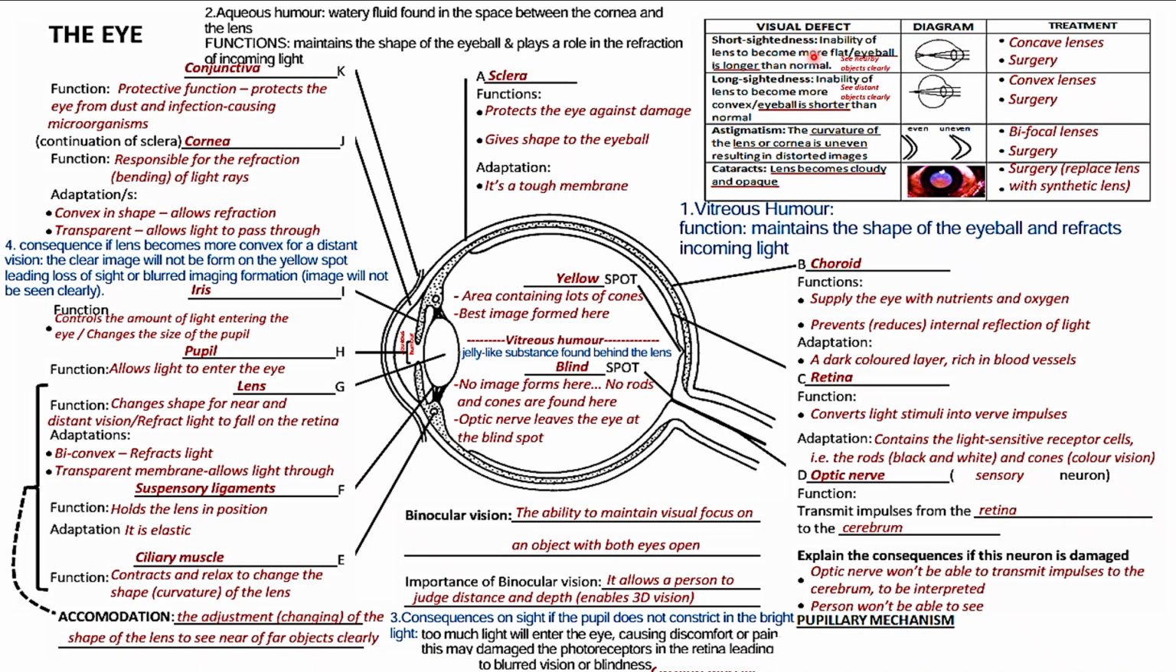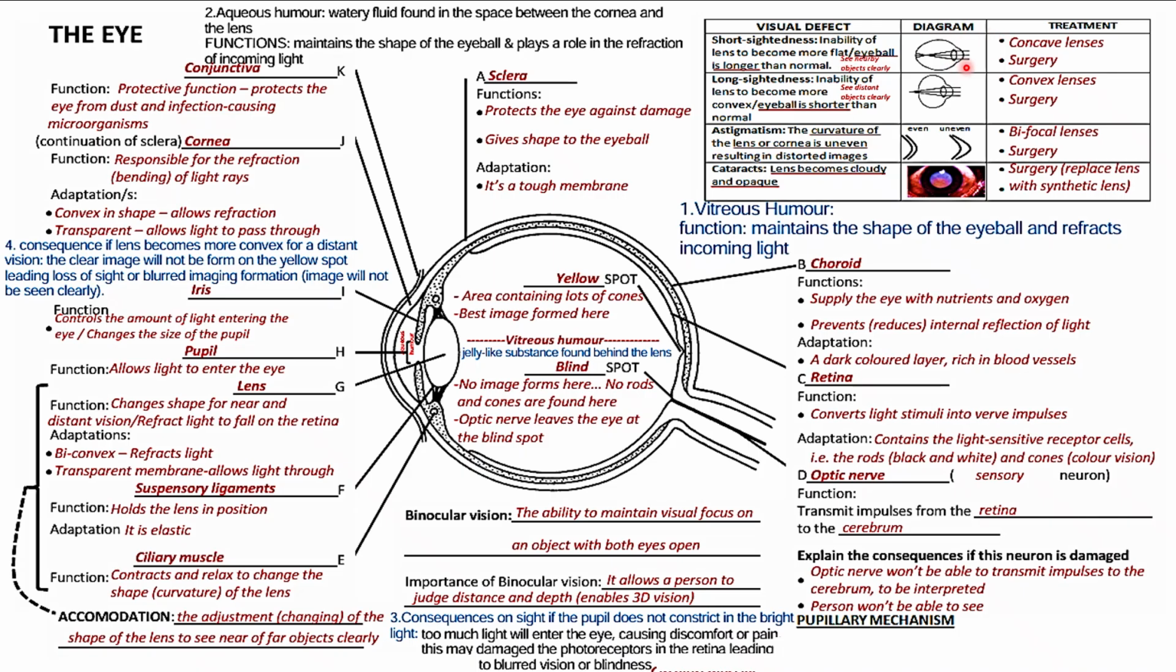So over here we have short-sightedness. What is it? It is the inability of the lens to become more flat. That is because the eyeball is longer than normal. The person can see things that are closer but cannot see far away. We say the person is short-sighted, meaning you can see only things within a short distance.